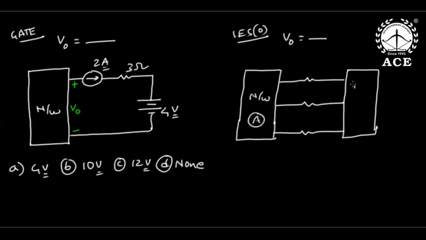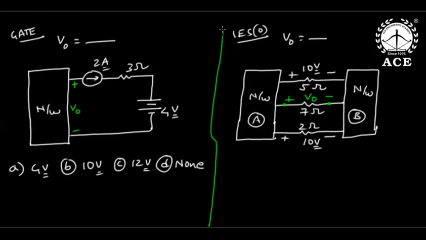Network A, network B. This is 5 ohms. This is 2 ohms. And this is 7 ohms. And this voltage is 10 volt. This voltage across 2 is also 10 volt. But I need voltage across this 7 ohm. So observe both of these. In the left side circuit also I need V naught. In the right side circuit also I need V naught. Quickly, everybody. Just 1 minute.